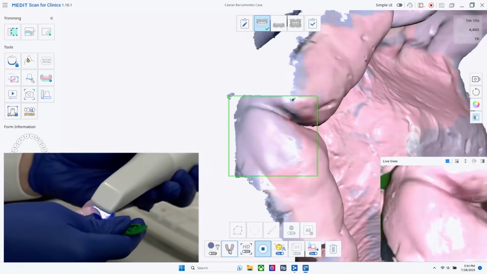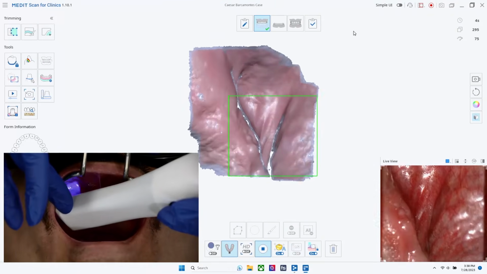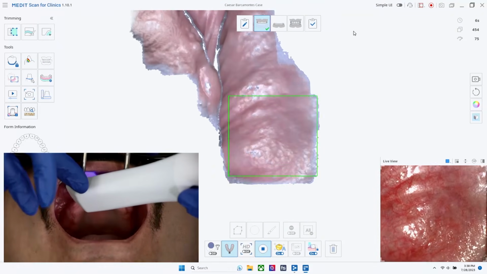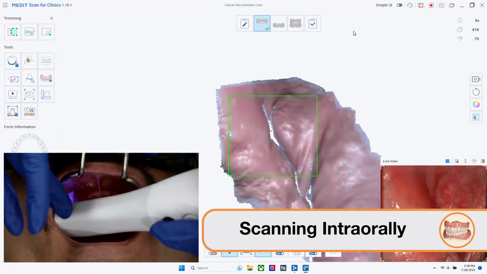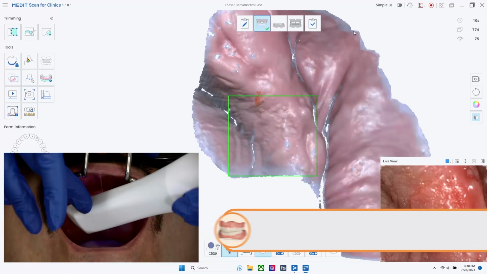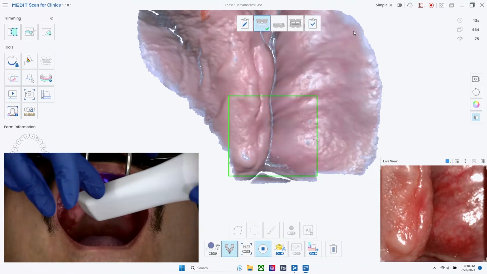Second example would be someone who's had the scanner for many, many years. They're very proficient at it. They can directly scan the ridge intraorally. And that gets digitized, of course, and that's another workflow.